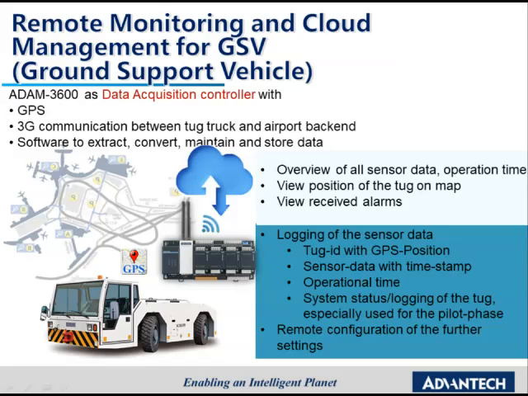On the other hand, other important data could also be logged inside the Advantech 3600 for further analysis and for generating reports in the future. That includes tug ID with GPS position, and sensor data with timestamp and operation time. The customer could use our utility to extract, convert, maintain, and store data. Remote configuration of the future setting could also be done easily.